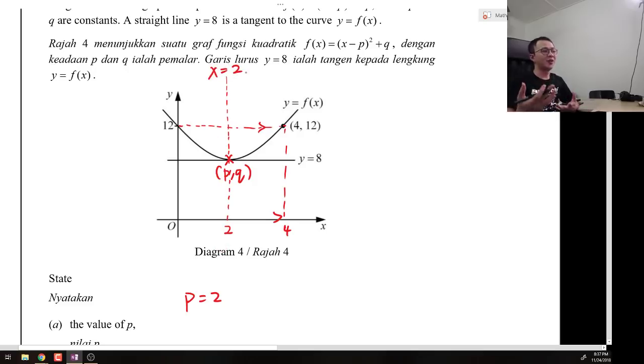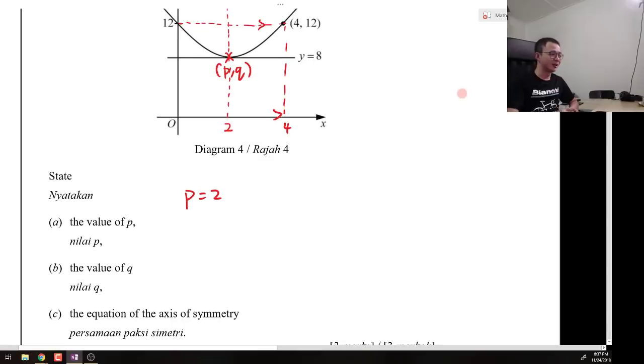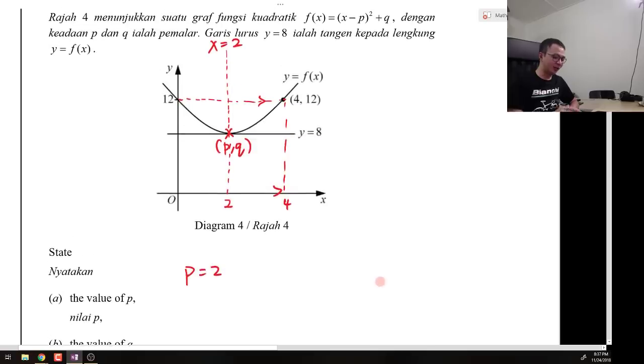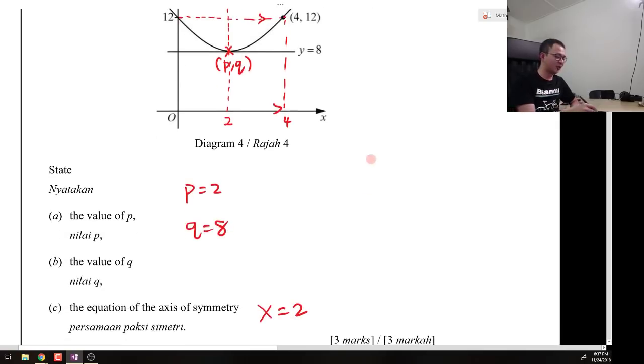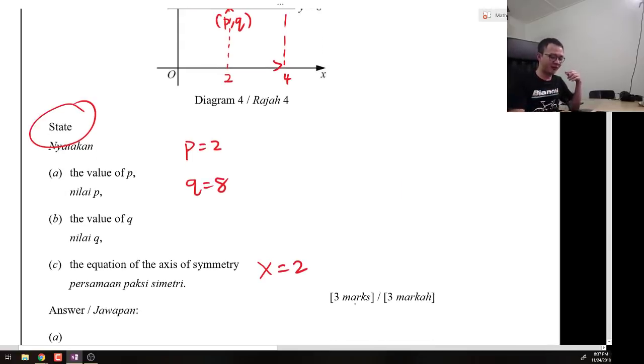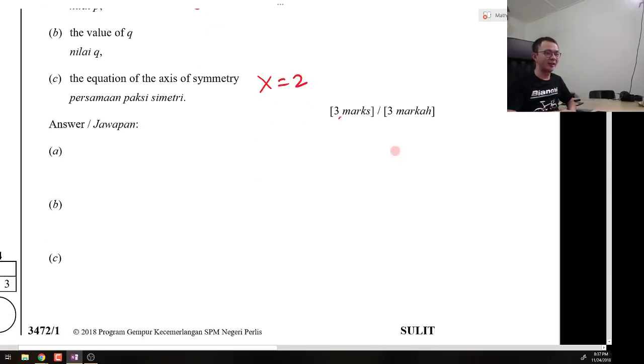Because the equation of axis of symmetry must have the equal sign. Then I've done the last part C also, x equals 2. And then you want to know the y value. The y value, Q, will be the minimum y value. Obviously, this is a tangent line, right? The tangent line actually touches at the y value. So Q basically equals 8. Q equals 8. Then you're done. When you see the word state, there's no working needed. Just write the correct answer. You should easily get the 3 marks. I guess it's 1 mark for each, because here it's actually 3 marks. I hope you can get it.